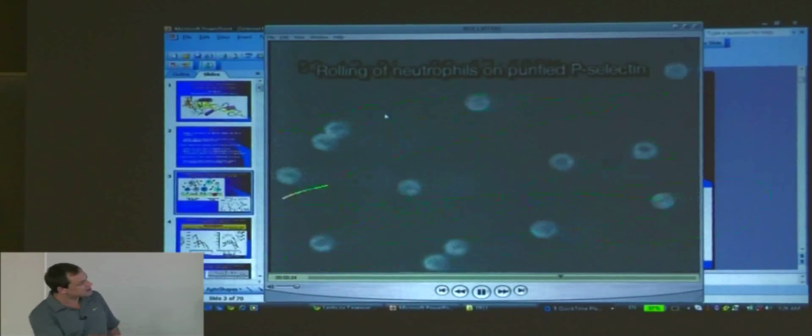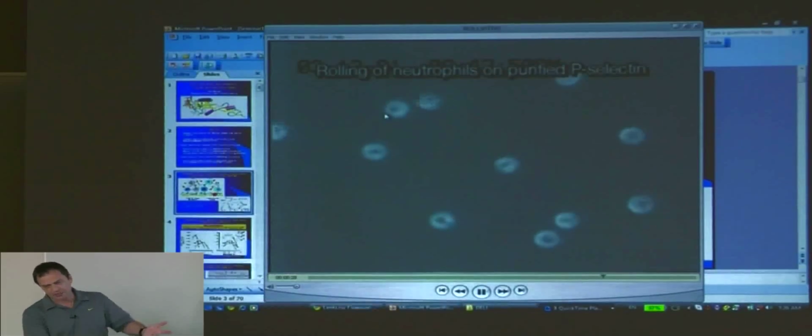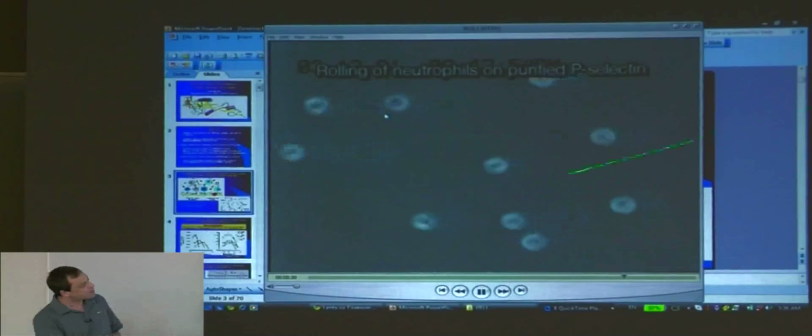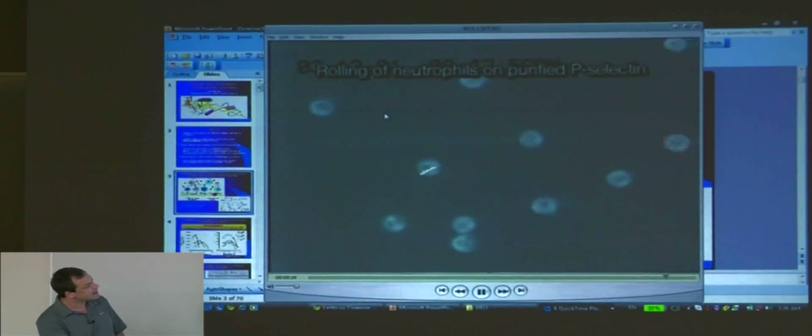Some of them, you see these bullets flying by. These are flying because it's not an in vivo experiment; it's an in vitro experiment. But most of them are rolling. These guys are rolling.